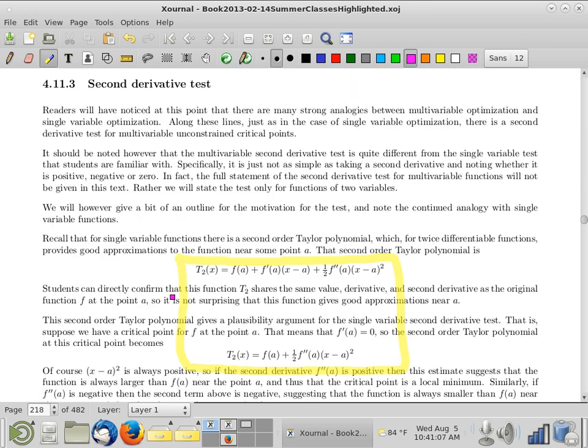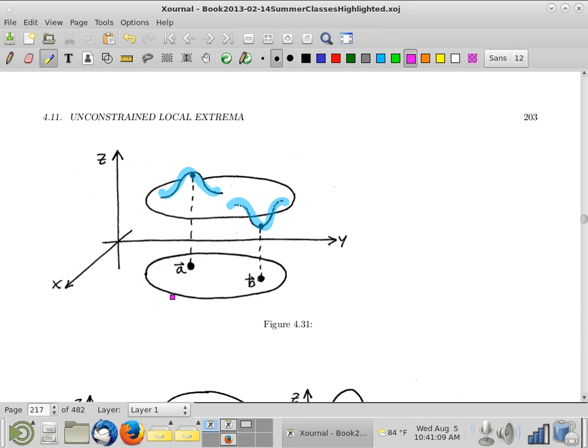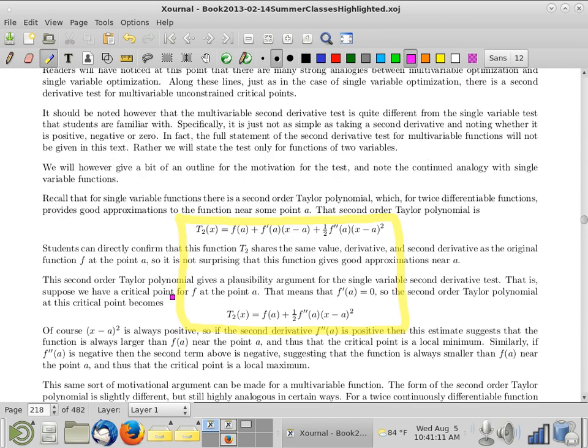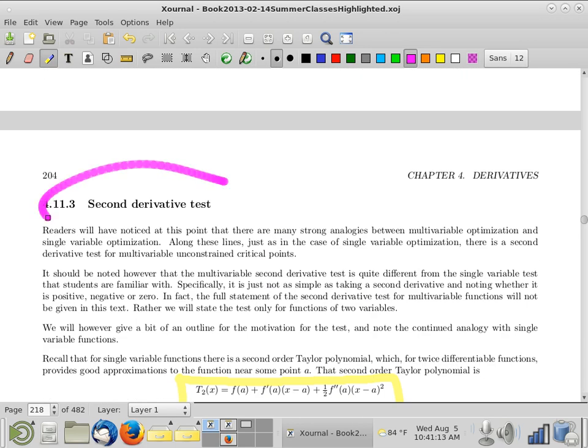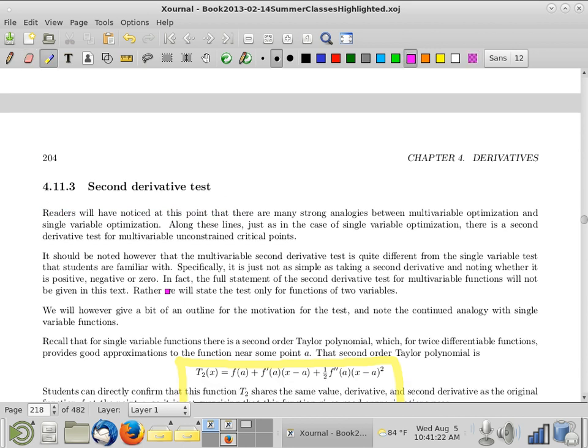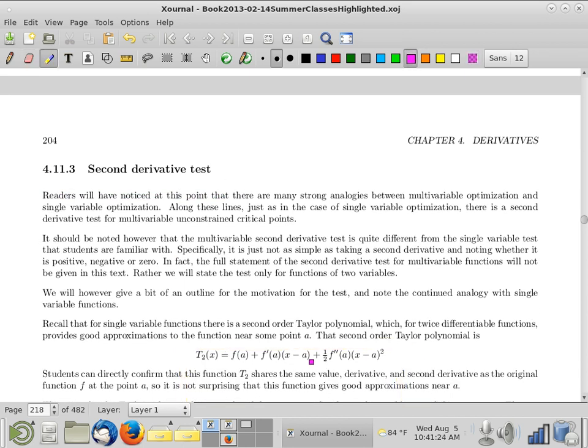Okay, so how do you distinguish these from each other? Well, there's this thing called the second derivative test. You guys remember the second derivative test from way back when? Second derivative is positive. It tells you one thing. If it's negative, it tells you the other. Here's where that comes from, or here's a point of view on where that comes from.